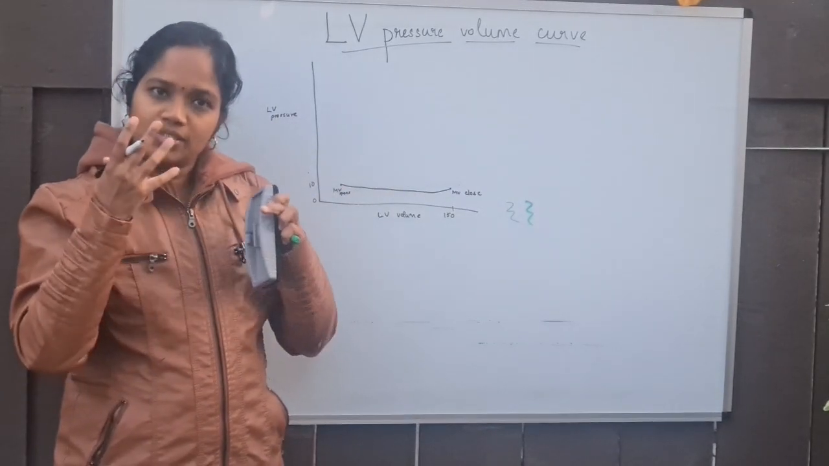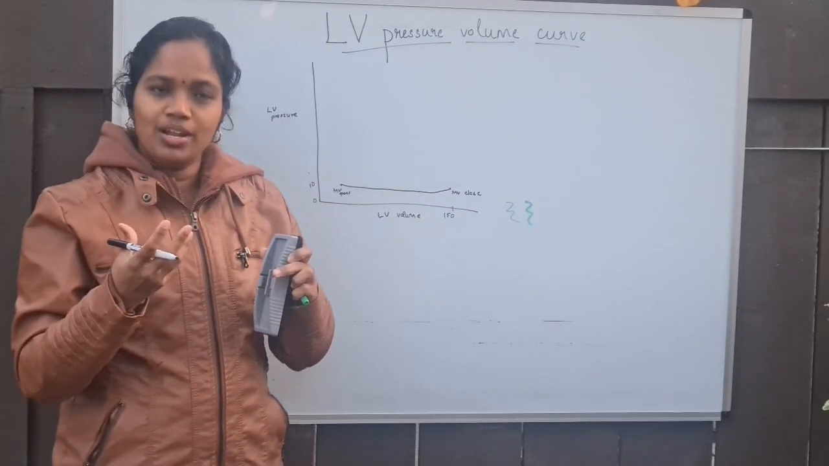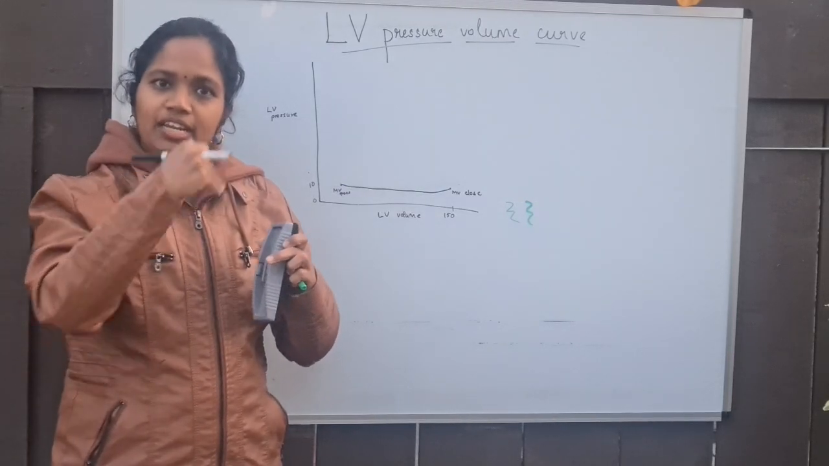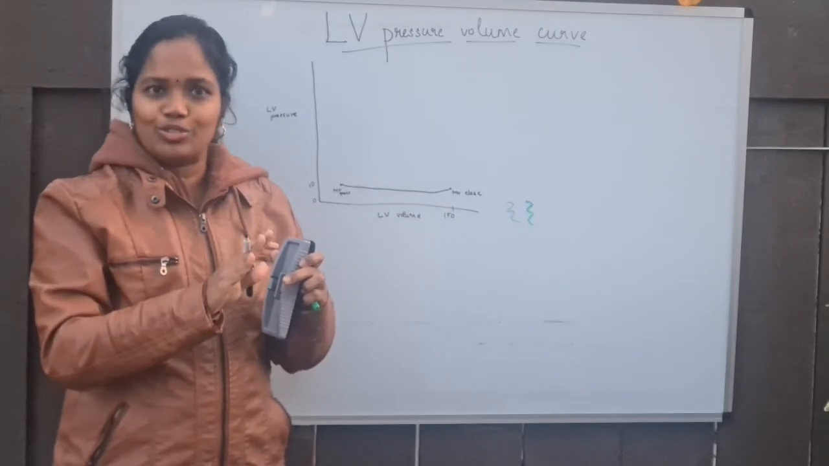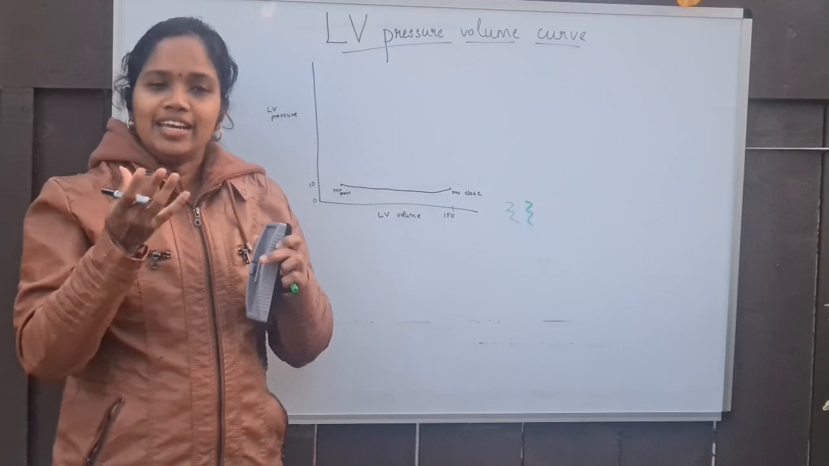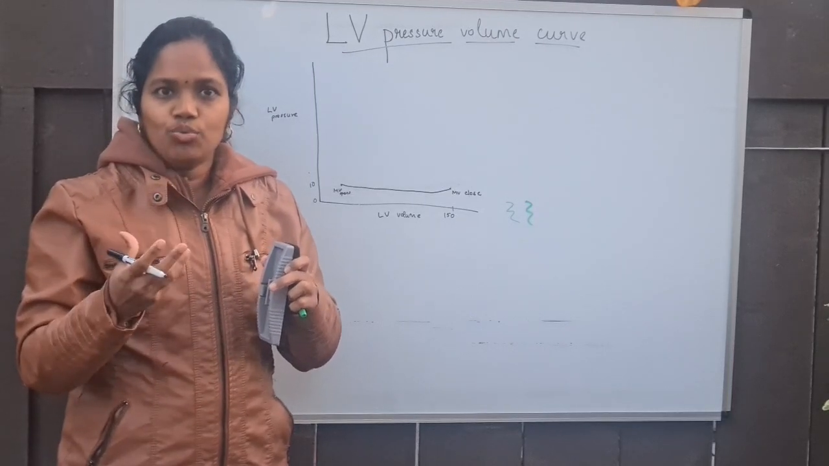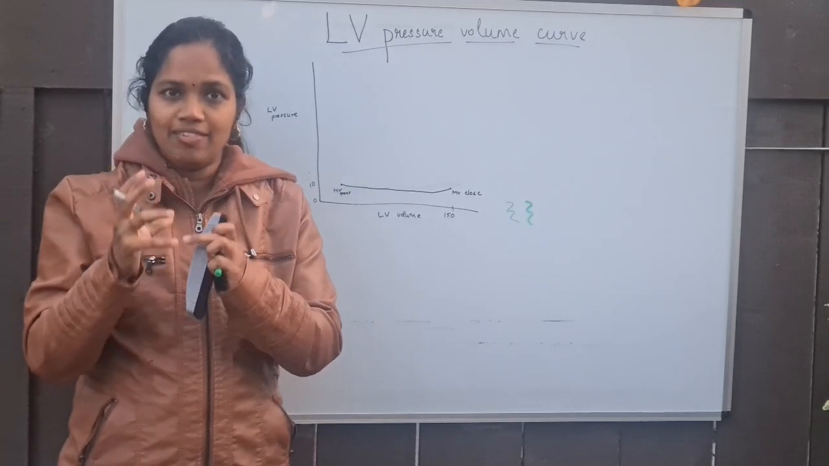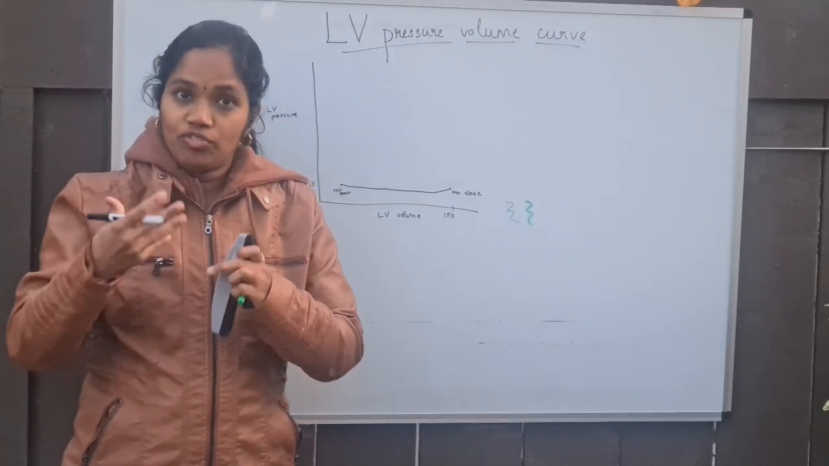Now since the left ventricle is already full, it has to pump all the blood that is present in the left ventricle into the aorta. But the aortic valve is also closed, right? So what happens? It will undergo an isovolumetric ventricular contraction. During that phase, the left ventricle will contract and the pressure will increase.